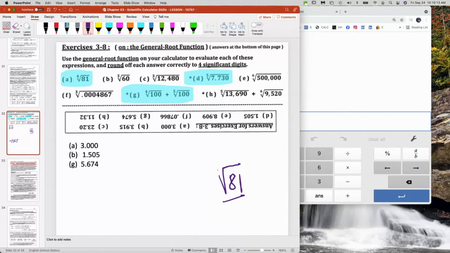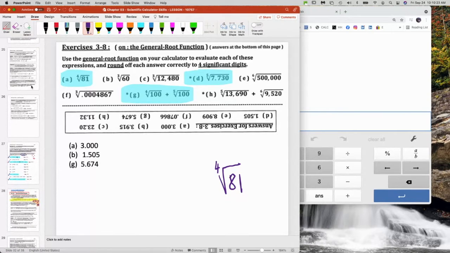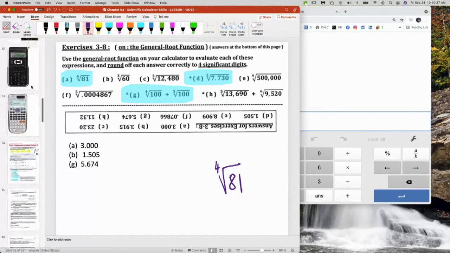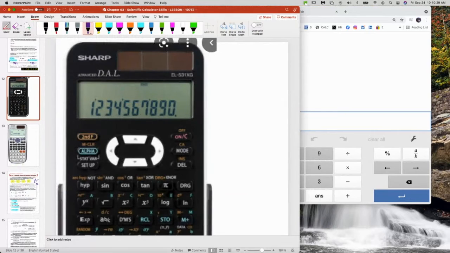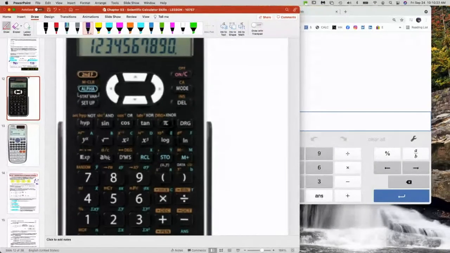This is not 4 root 81, it's the fourth root of 81. So you need a different button on your calculator. I'm going to start with Cosmo's calculator because I took a screenshot of it last time. Cosmo, I had your calculator here. That was your calculator, right, bud? Can you confirm, Cosmo? Okay, good. So we're going to use yours as a guinea pig, and then we'll figure out everybody else after.